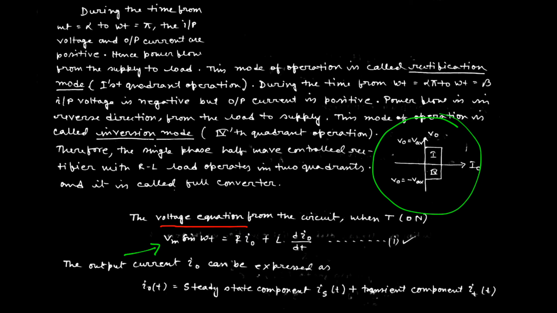So the output current i0 can be expressed by two-mode operation: first the steady state operation, defined by i_ST, which we consider the steady state current, and for the transient operation, the transient component of the current, defined by i_T.